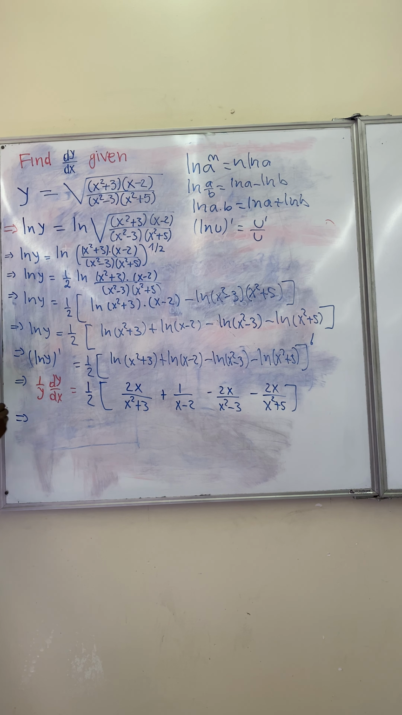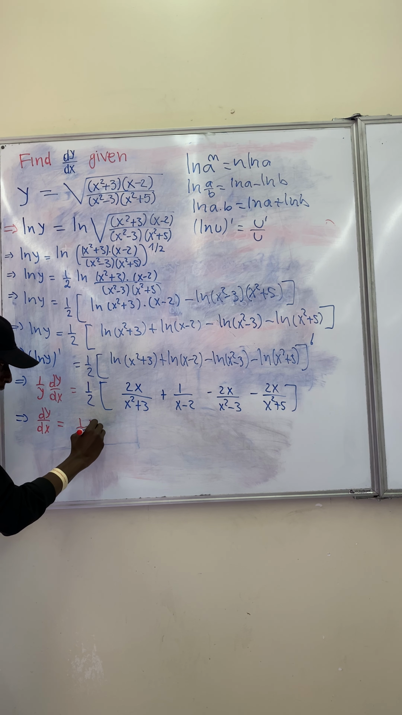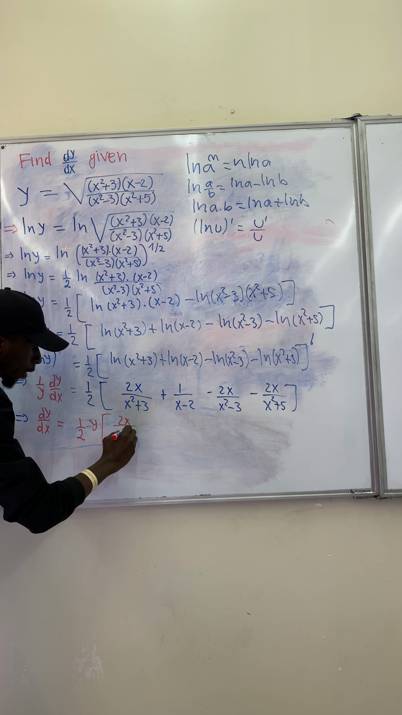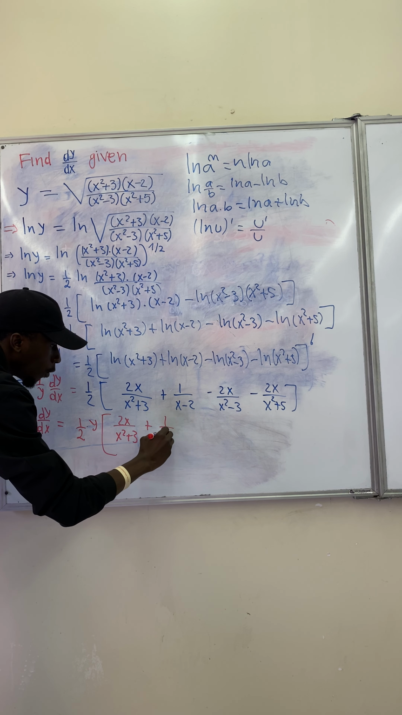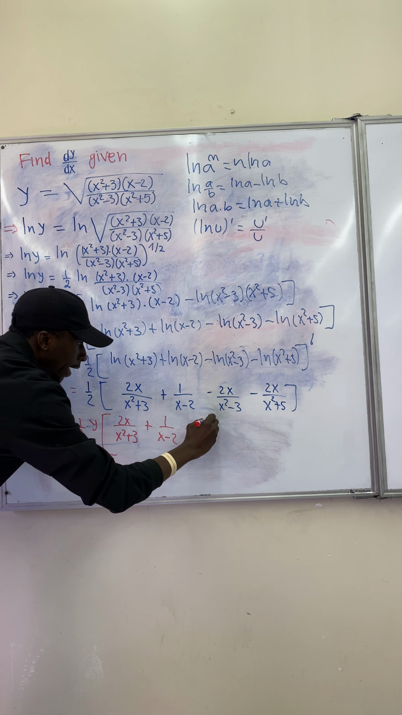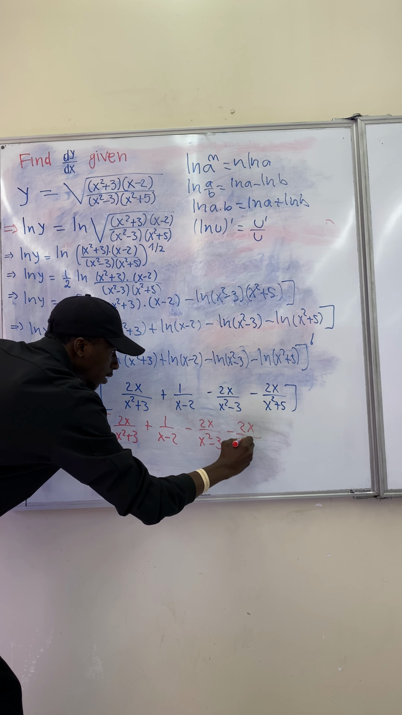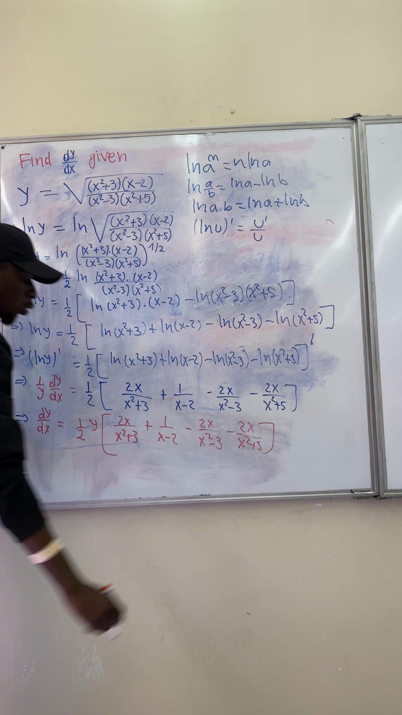So solving for dy dx, we use a cross multiply. So this one is going to multiply this side. So we're going to have 1 over 2, which is that 1, times y. And then we're going to have 2x over x squared plus 3 plus 1 over x minus 2 minus 2x over x squared minus 3 minus 2x over x squared plus 5, we close the bracket.